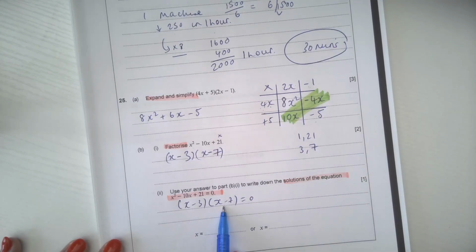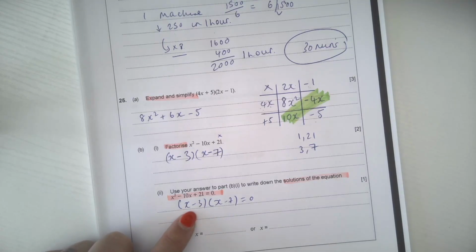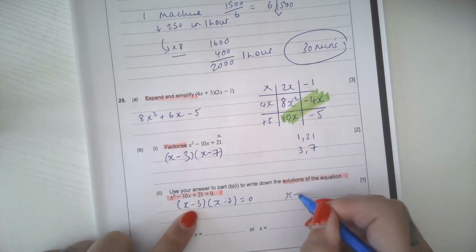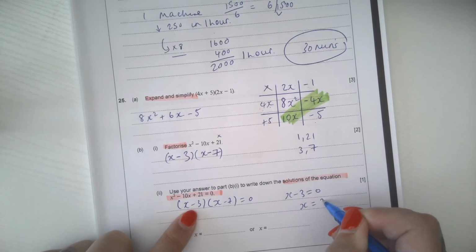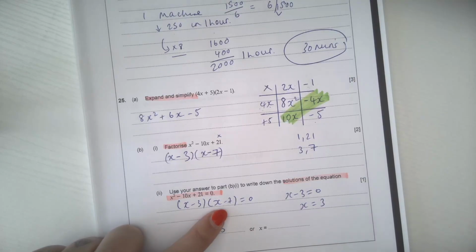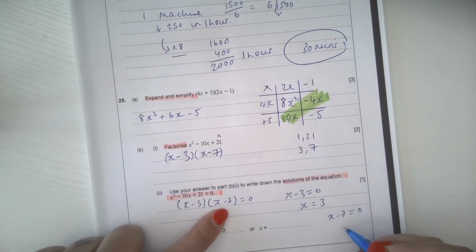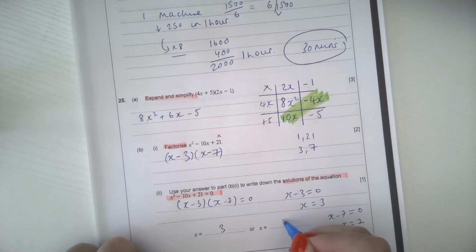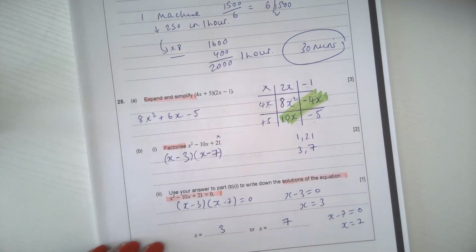So for it to be equal to 0, these brackets being multiplied together, each bracket must equal 0 at some point. So if x minus 3 equals 0, we can solve that for x equals 3. If x minus 7 equals 0, we can solve that for x equals 7. And that's our solutions.